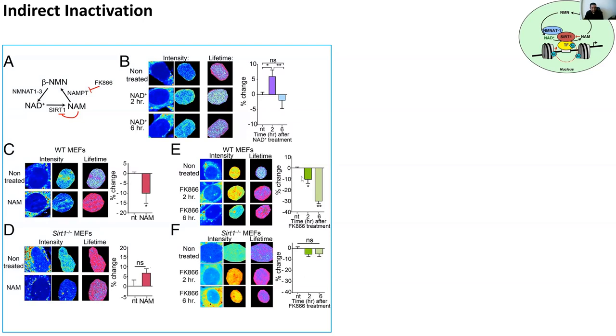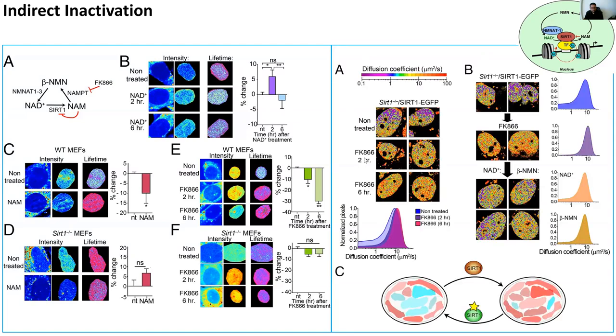However, if we do FK866, you see basically a similar value as adding NAM, it's going away. But SIRT1 negative cells have non-significant changes. We looked at similar things with diffusion. So again, we add FK866 over time, and it stops SIRT1 from being active. So by blocking the salvage pathway, we are making SIRT1 inactive. On the other hand, we took these inactive cells and treated them with NAD+ or beta NMN, and you see the activity starts coming back.